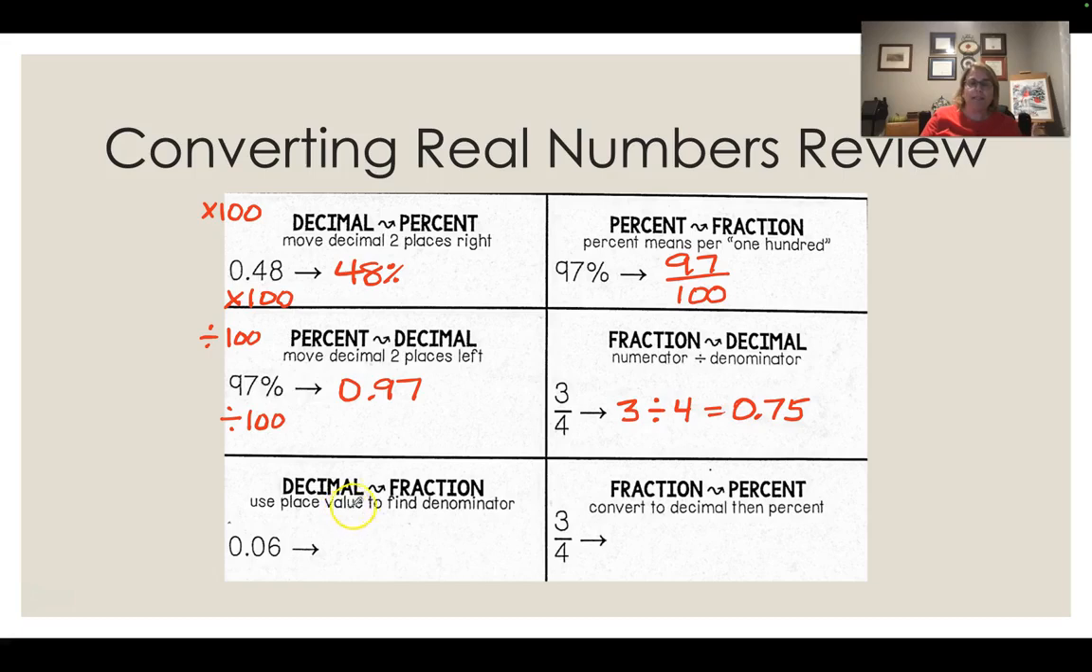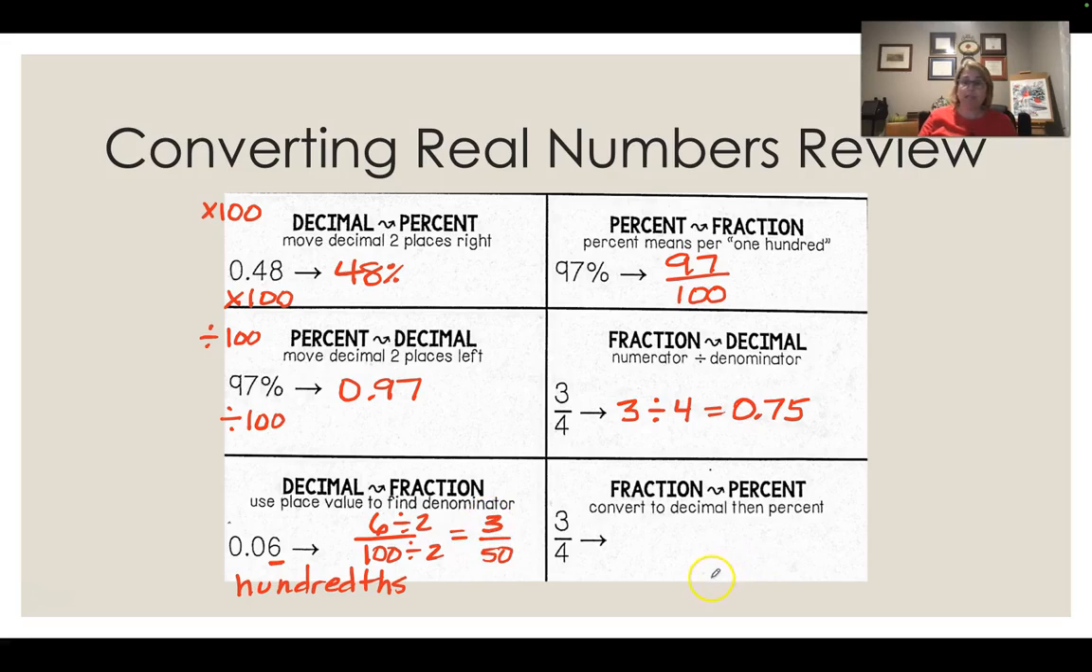Now we want to go from a decimal to a fraction. Now we've got to talk about place value. We look at where the 6 is. That is the hundredths place. So what that tells me is it's out of 100, and the number that we're looking at is a 6. Now, both of those numbers are even, which means I can divide both of them by 2 to simplify so that I get 3/50.